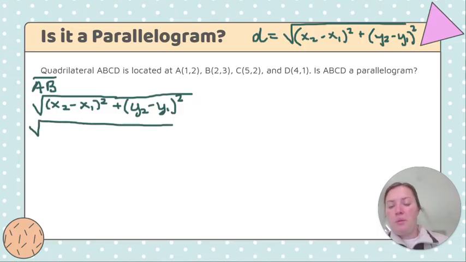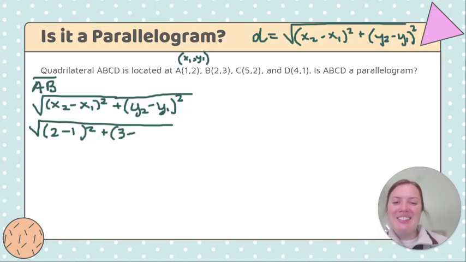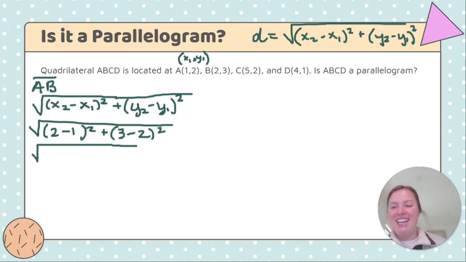And I'm going to replace my x's and my y's with their appropriate values. Remember that this is going to be my x1 and this is going to be my y1, right? x2, y2. So my x2 is 2, my x1 is 1. We still have squared. My y2 is 3 and my y1 is 2. Do you see why we write it down? It is even so confusing just speaking it.